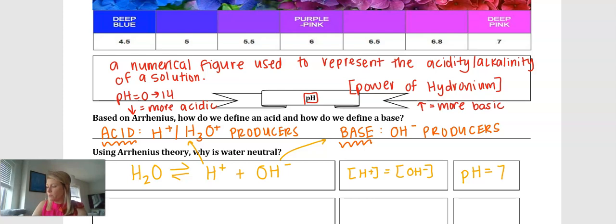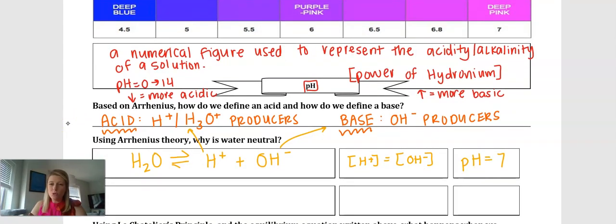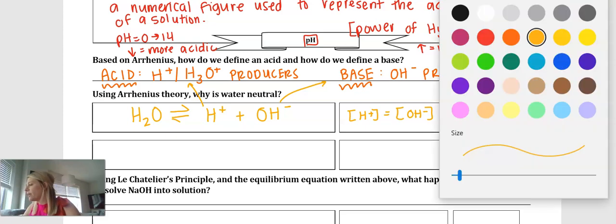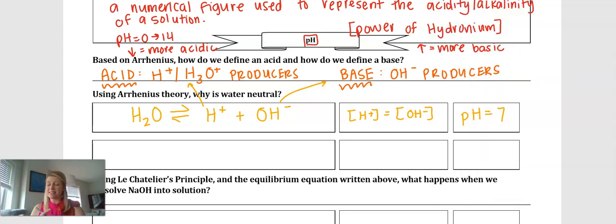We have equal parts of H plus and OH minus, but what happens when we start to add either acids or bases into our water solution? Let's first take a look at adding a base into our solution. I want to start by rewriting my equilibrium because, like I said, we're going to use Le Chatelier's principle today. So H2O is in equilibrium with the H plus and the OH minus ions, okay?